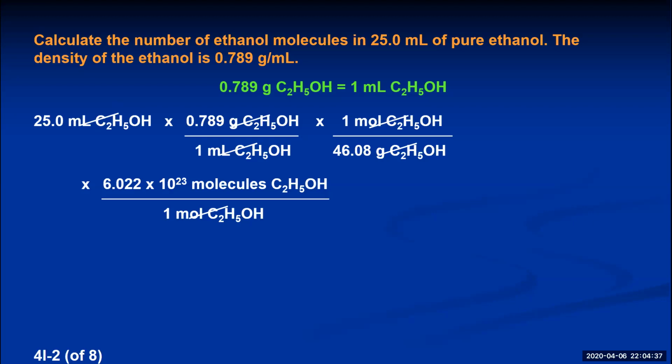We're multiplying a 3 significant figure number by a 3 significant figure number divided by a 4 significant figure number multiplied by a 4 significant figure number. The answer will come out to 3 significant figures. And so we can actually determine that 25 milliliters of ethanol contains 2.58 times 10 to the 23rd molecules of ethanol in it.